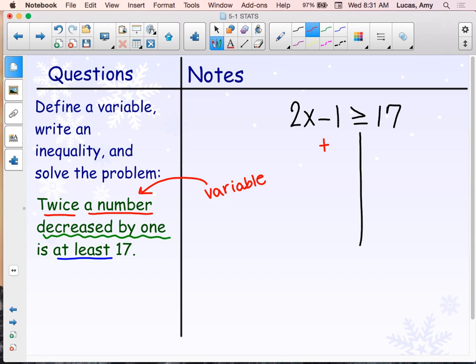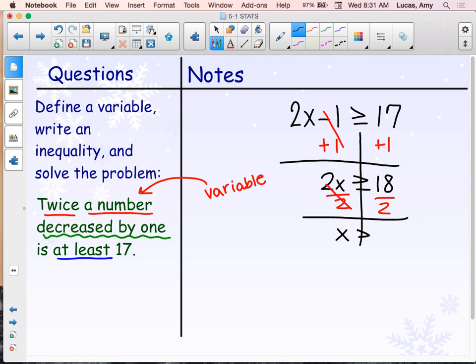Solve this by adding 1 on both sides. 18. Bring down my 2x, divide by 2. And I get x is greater than or equal to 9. So twice a number decreased by 1 is at least 17. So my number is at least 9. My number is at least 9.